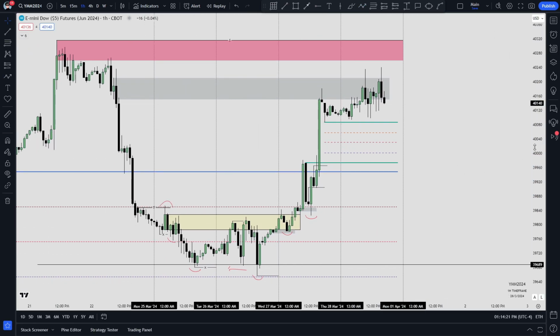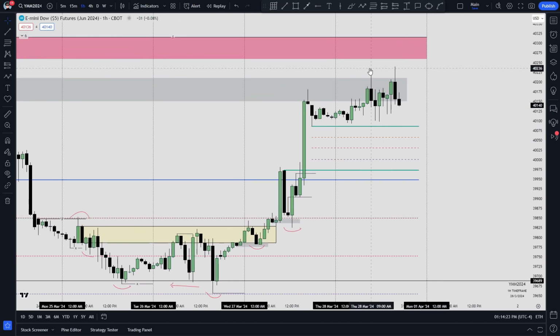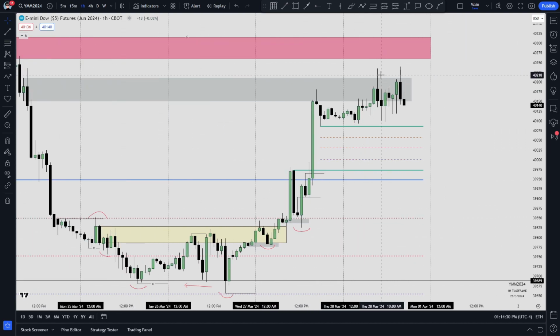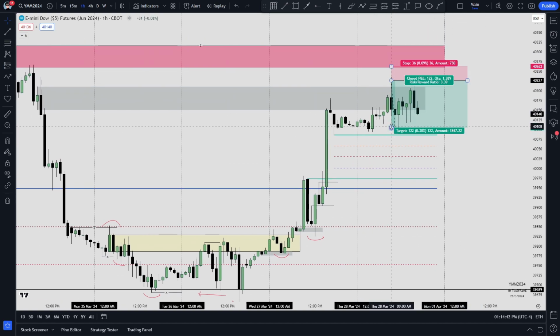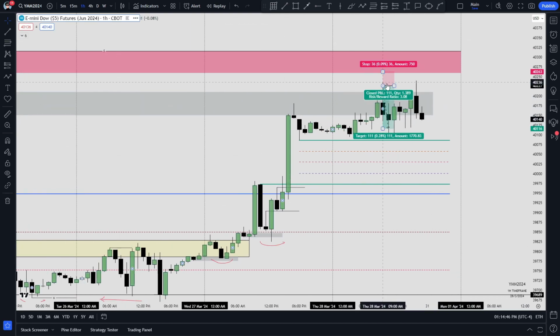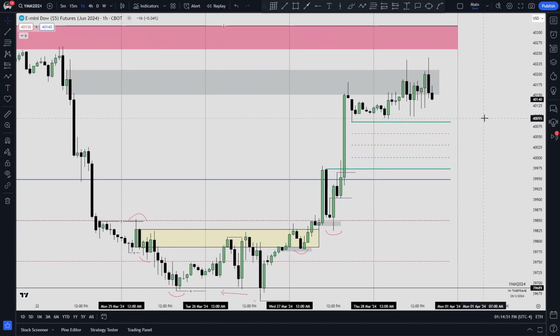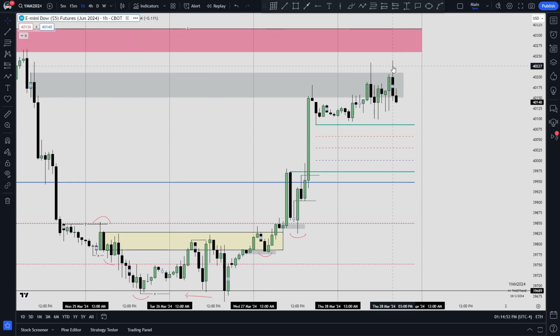Come into the market Thursday, as we open up and push higher here into this resistance level, I can be confident taking shorts back down into this order block, and we would have gone to a winning trade. Same thing for the PM session.